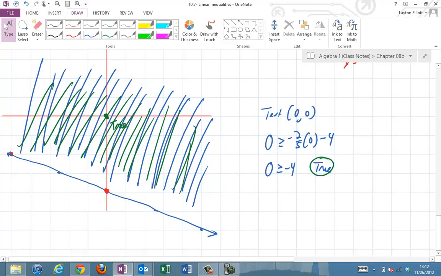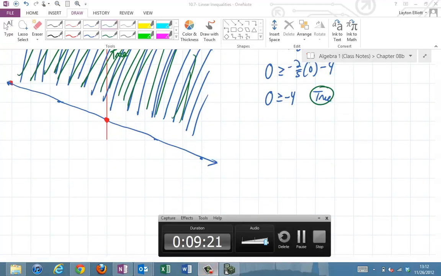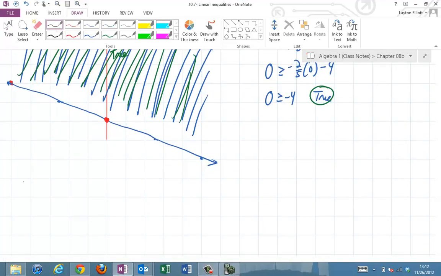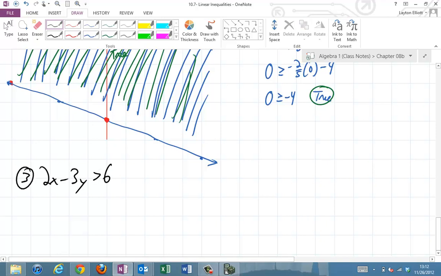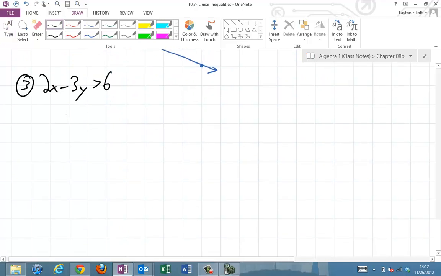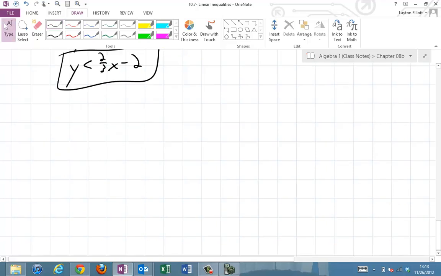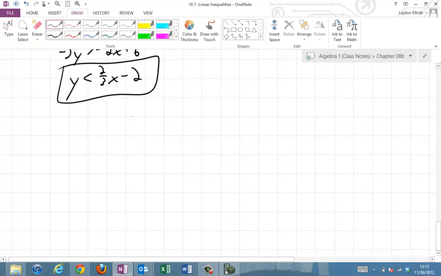My next example is to graph 2x minus 3y is greater than 6. I'm first going to solve it for y. So I have -3y is greater than -2x plus 6. And remember, when we divide the left and right sides of an inequality by a negative, we switch the sign. So I have y is less than 2/3 x minus 2. That's the line that I'm going to graph.